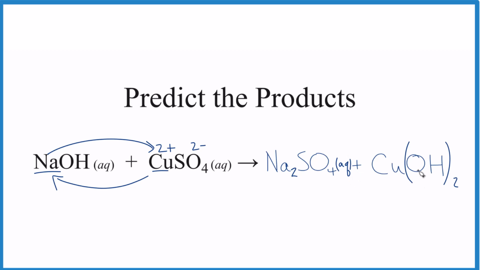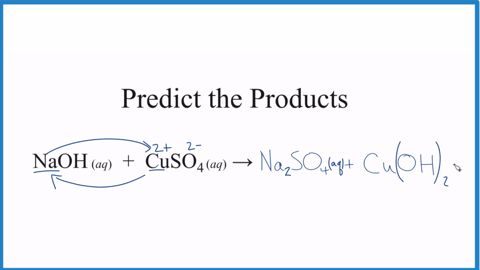But hydroxides in general are insoluble. So this copper(II) hydroxide here is going to be a solid. It's going to fall to the bottom of the test tube, so it's a precipitate. So we know that this is our precipitate in this double displacement reaction.